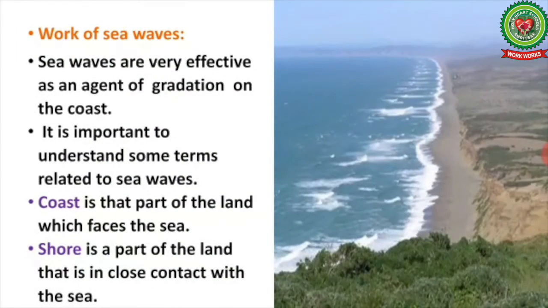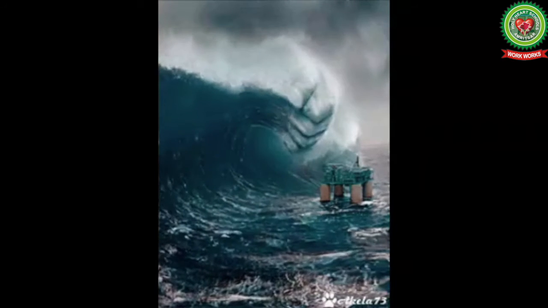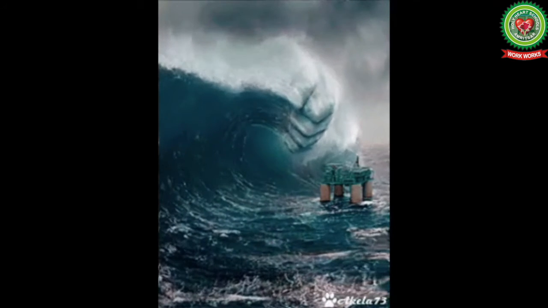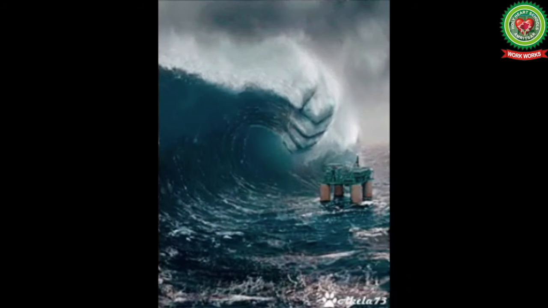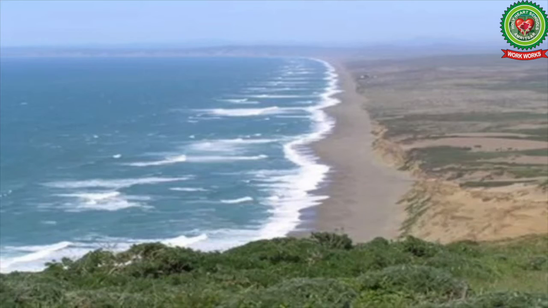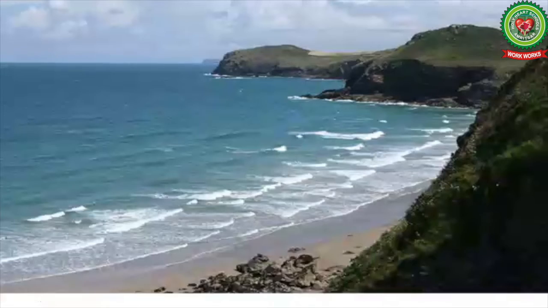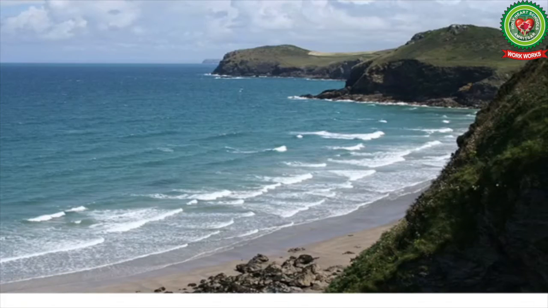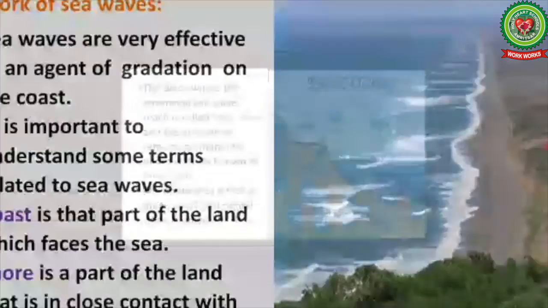Now let us discuss the work of sea waves. Sea waves are very effective as an agent of gradation on the coast. It is important to understand some terms related to sea waves. The first term is coast. Coast is that part of the land which faces the sea. Shore is a part of the land that is in close contact with the sea.